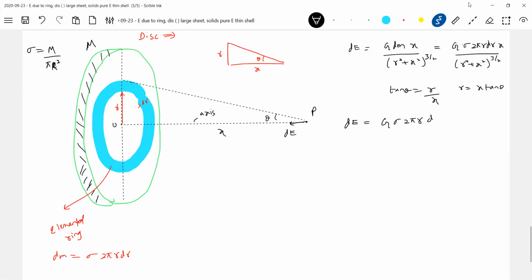Okay, now we'll get it. So 2 pi, this r is x tan theta. Okay, dr also we have to substitute. So dr is equal to x secant square theta d theta.